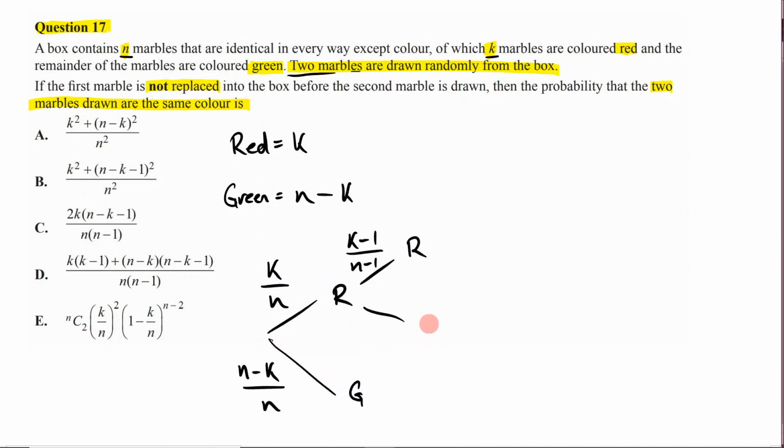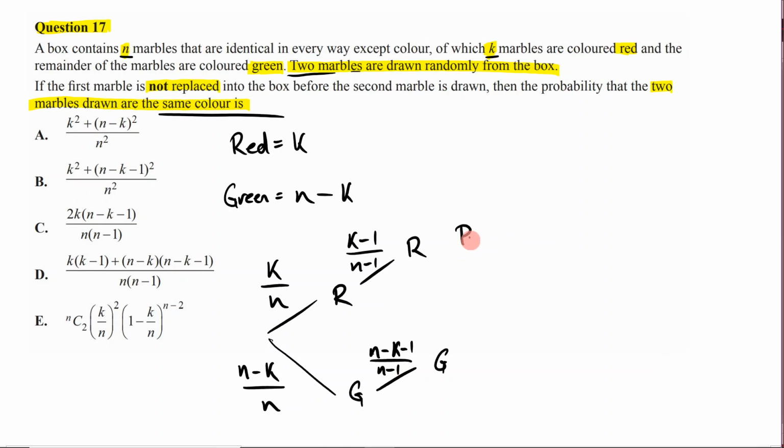I don't have to worry about the probability of a red then a green, because remember, we're finding the probability that the 2 marbles are the same color. So let's just ignore that. And that means down here, we're going to find what's the probability of going a green and then a green. Well, it's going to be n minus k minus 1 over n minus 1.